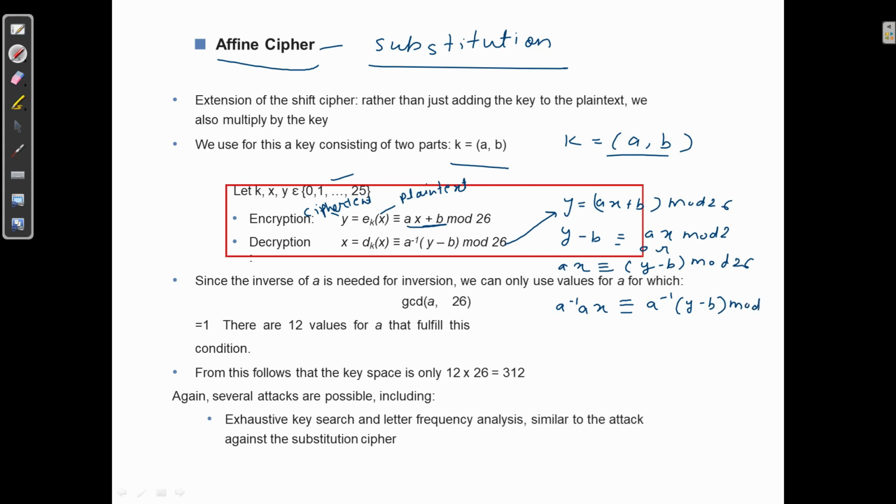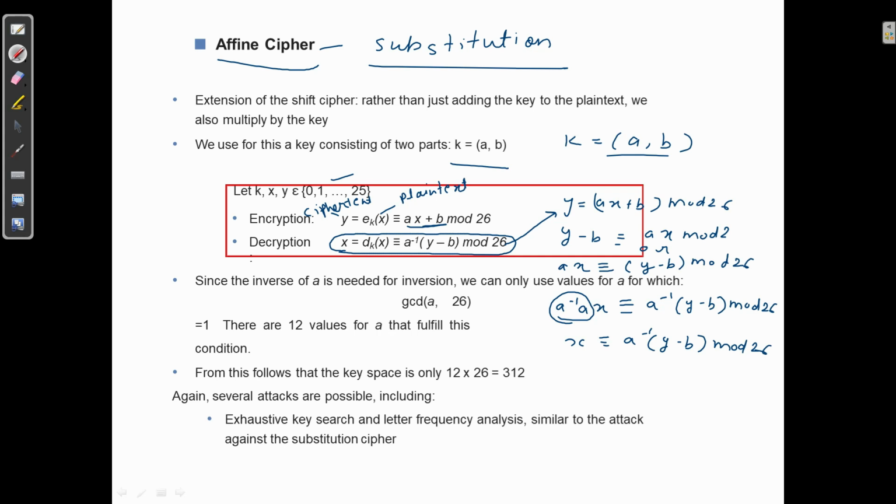Because this is a mod 26 operation, a inverse times a is going to be 1. So how do we get x? x will be a inverse (y minus b) mod 26. So this is how we get the plain text again. This is the decryption algorithm.